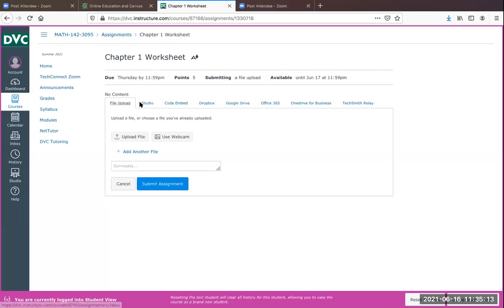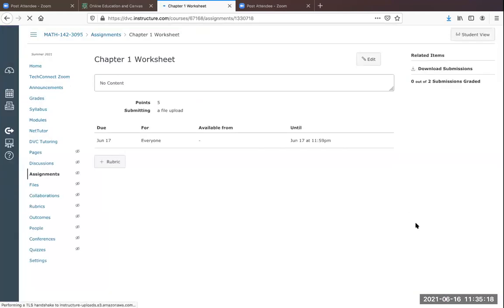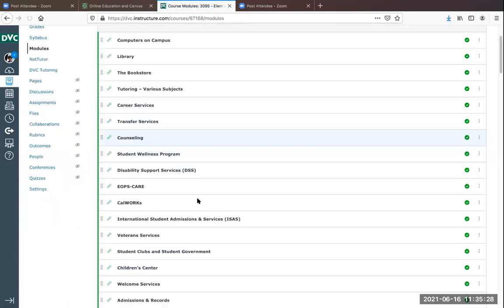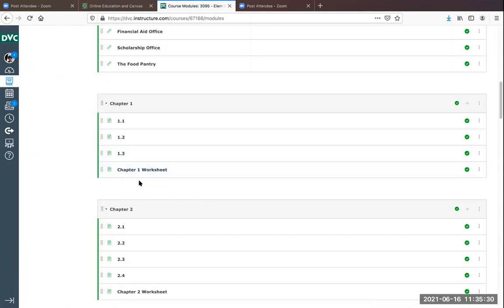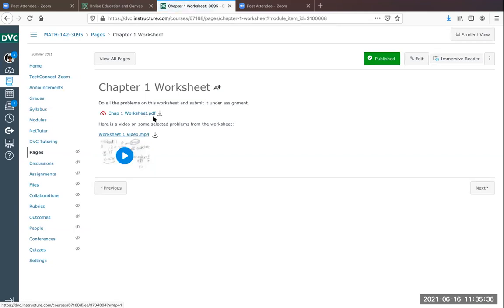The worksheet is separate from the My Math Lab homework. For My Math Lab homework, have your notebook, do it, and put in your final answers. And that's it for My Math Lab. For this one, at the end of each module, there is a worksheet. So worksheet 1, worksheet 2. Once you do them, the answers are in the back as well. And I put some video answers to some of the questions.